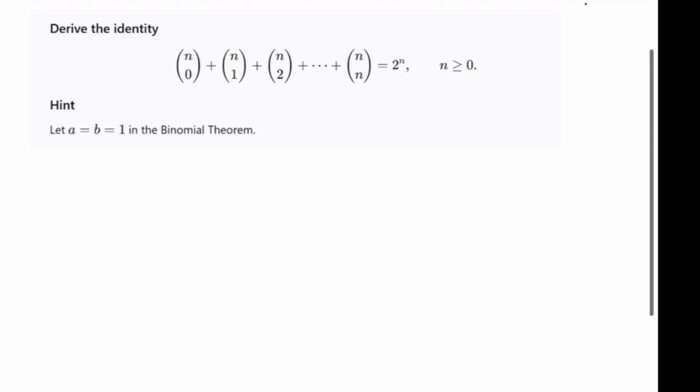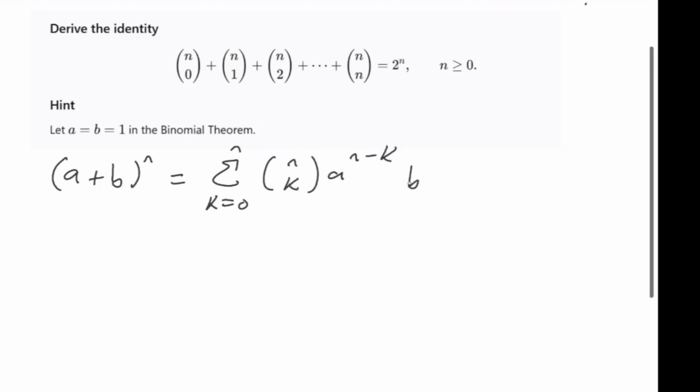So remember, the binomial theorem states that for any real numbers a and b, (a plus b) to the n is equal to the sum from k equals 0 to n of n choose k, a to the n minus k times b to the k. And this works for any n greater than or equal to 0.